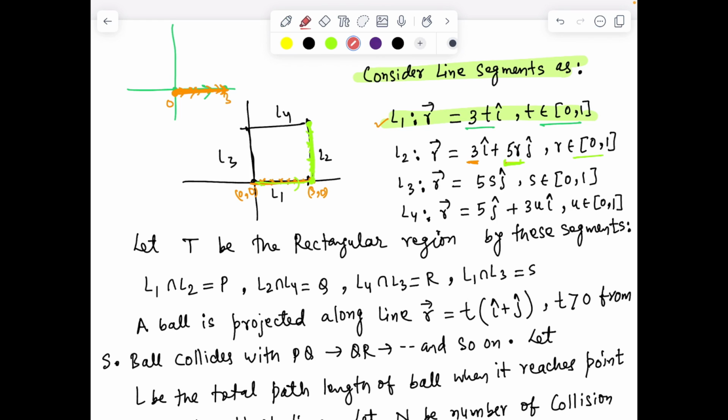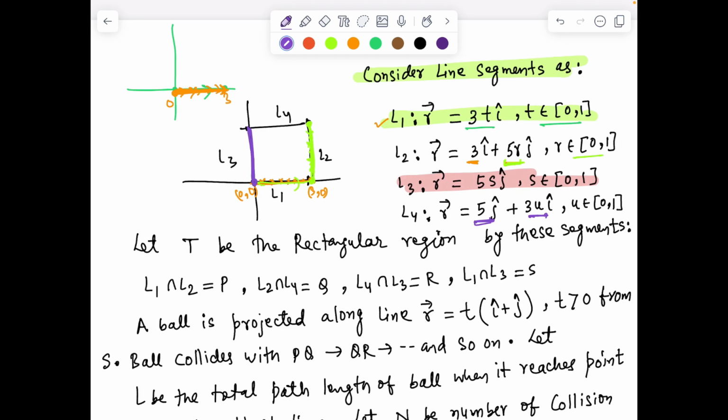Similarly, L3 denotes again a line segment in the direction of j, as s is running from 0 to 1. So 0 will give you 0, and 1 will give 5j. So basically this segment is L3. What about L4? It's again a line which is passing through (0,5) in the direction of i cap.